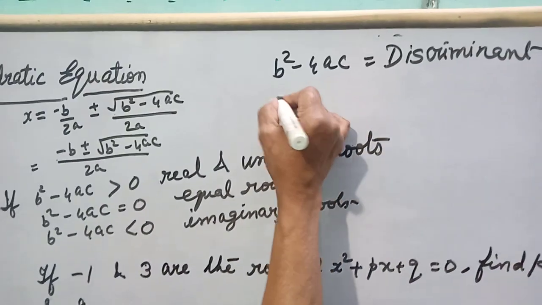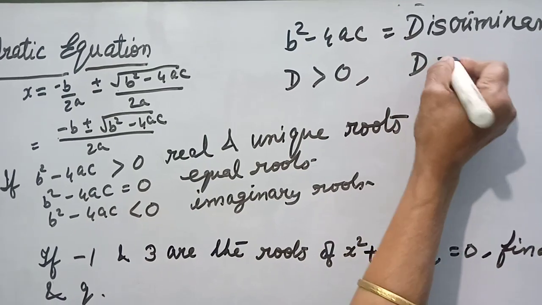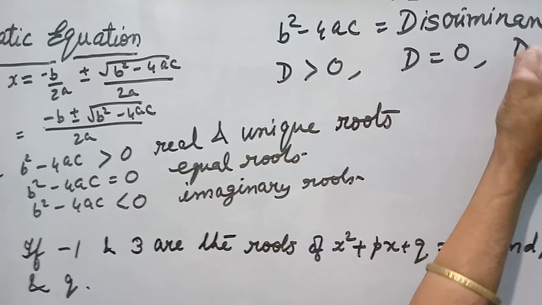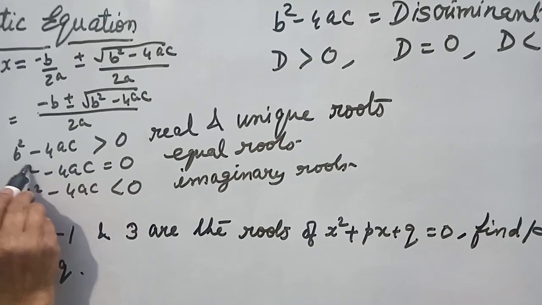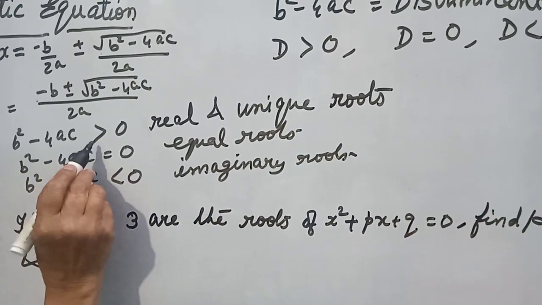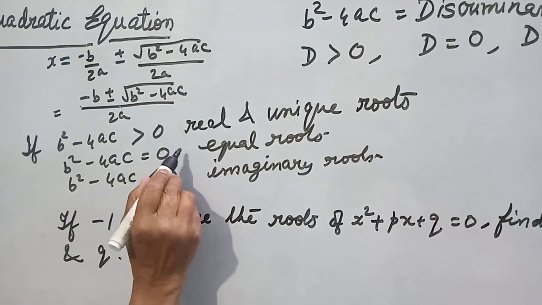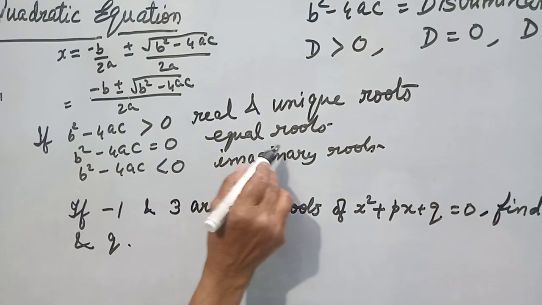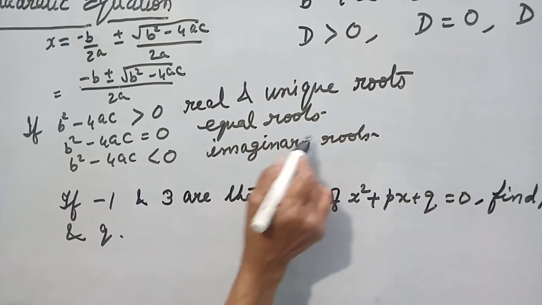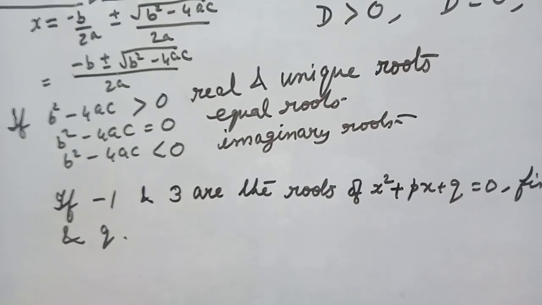And if D is greater than 0, equal to 0, and less than 0, you have to study the three cases. D is greater than 0, that means b square minus 4ac is greater than 0. Then here you will get some values of the roots. It will be real and unique. If it is equal to 0, then these are equal roots, and if it is less than 0, then there will be imaginary roots.